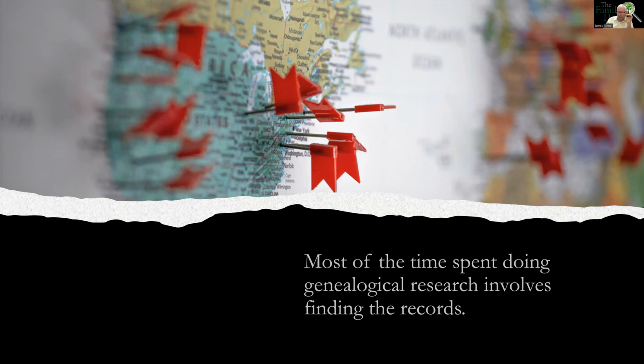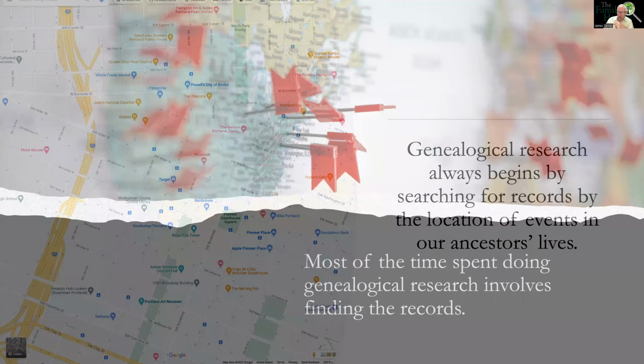So we spend a lot more time finding the records than we do extracting the names and putting them in the family tree. It doesn't take much time at all to get the information out of the record once we find it. It's the process of finding the records that takes all the time.